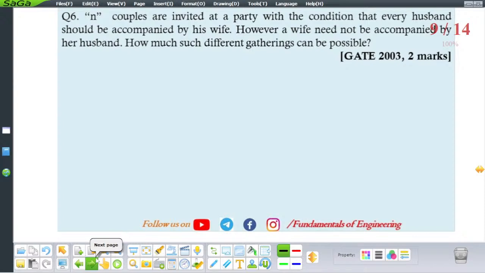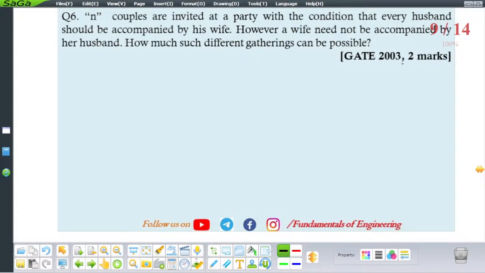Now this question is very interesting, and it came in GATE 2003 for 2 marks. So there is a possibility that this type of example will come in the next GATE exams. So what is the question? Young couples are invited to a party with the condition that every husband must be accompanied by his wife. So the first condition given is that every husband should be accompanied by his wife.